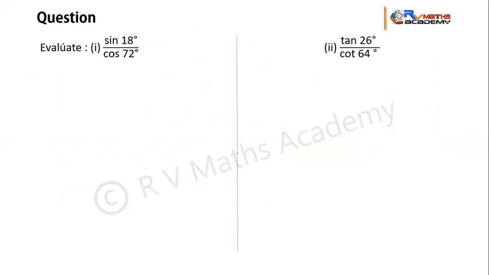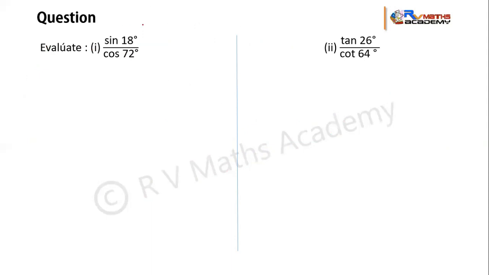Now we are going to do some questions on the relation of the trigonometric ratios with the complementary angles. Most of the time we get questions in the board examination from this concept. There are 2 questions we are taking first. Sin 18 degree upon cos 72 degree. How do you come to know in the examination whether these questions are based on this formula of complementary angles or not?